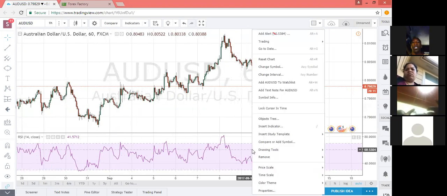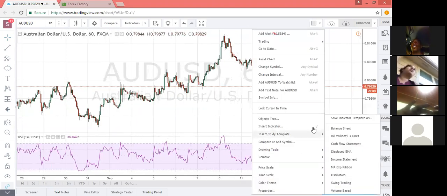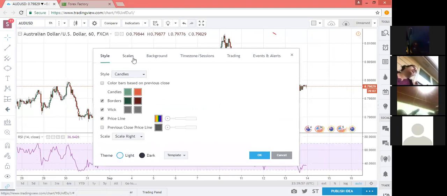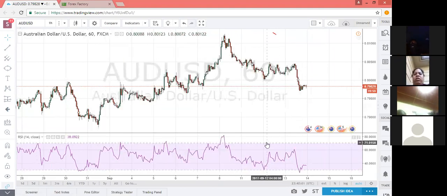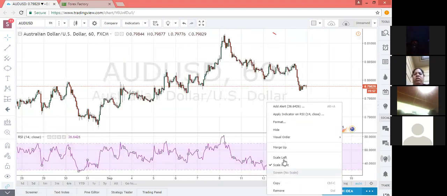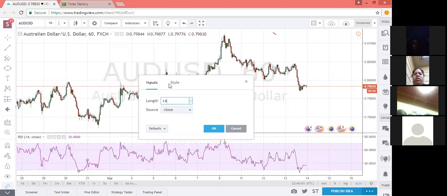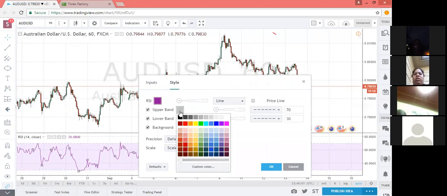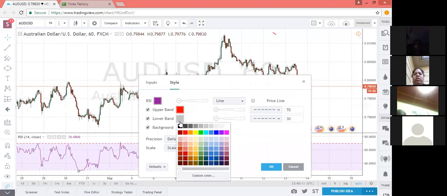Let me see if I can change the colors a bit just to make more sense of it. That's purple. Format, all right, so style. Upper band is red. Lower band is red.